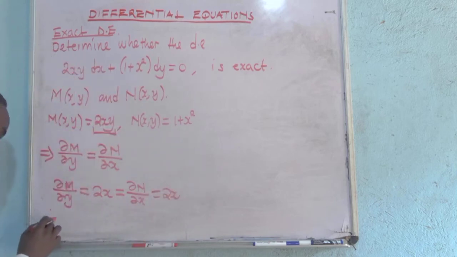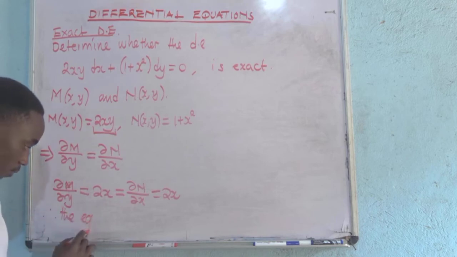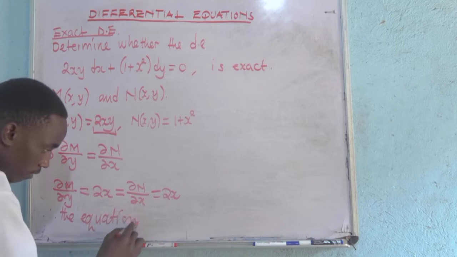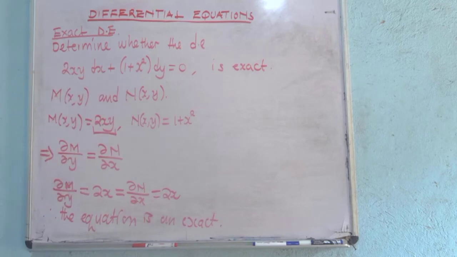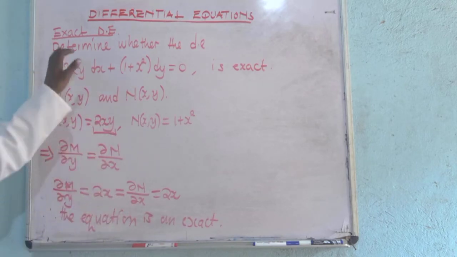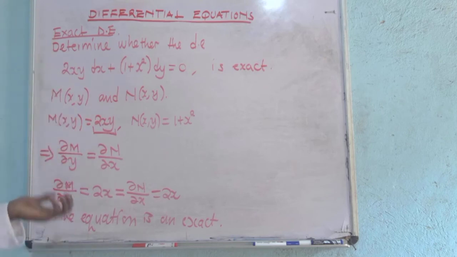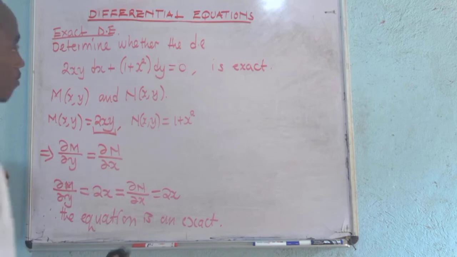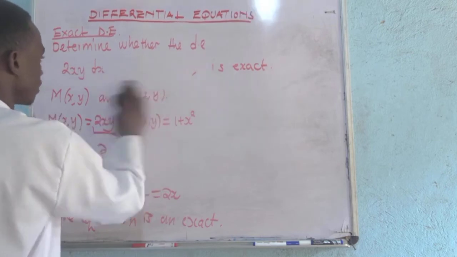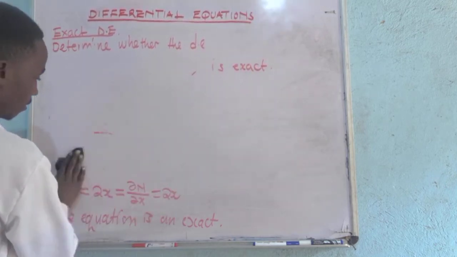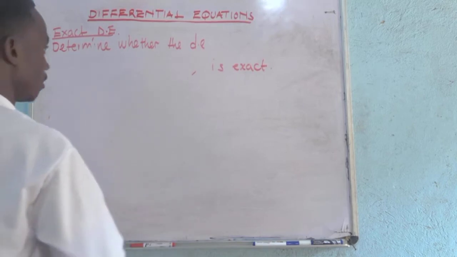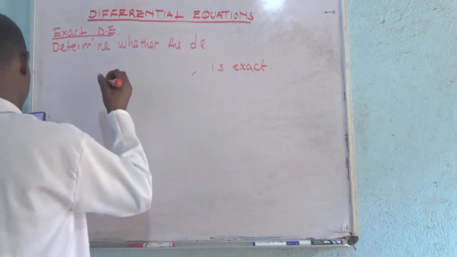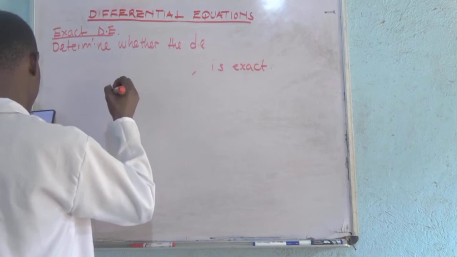So we can therefore conclude that the equation is an exact equation. Basically, this is how you would inspect to check whether or not the given equation is an exact differential equation. So let's look at another example similar to this one. Let me just do this. So look at another example that may be of use.